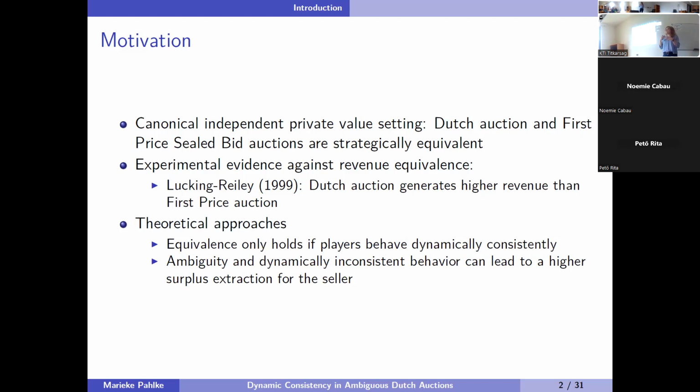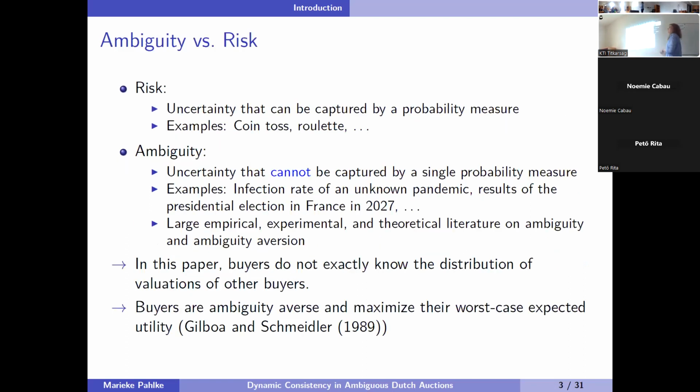But basically, what the literature so far is doing is looking at a setting where we have ambiguity and dynamic inconsistency. And then they show that the Dutch auction can give a higher revenue for the seller compared to the first price auction. So what I want to do in this paper is try to separate these two, seeing if we can also get this revenue equivalence result if we have ambiguity but dynamic consistency. Yes. Can you tell what is dynamic consistency in this? Yes, in two slides. So let me first say what ambiguity is and then explain why we have to play with dynamic consistency.